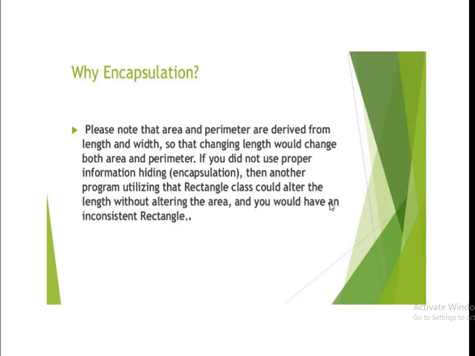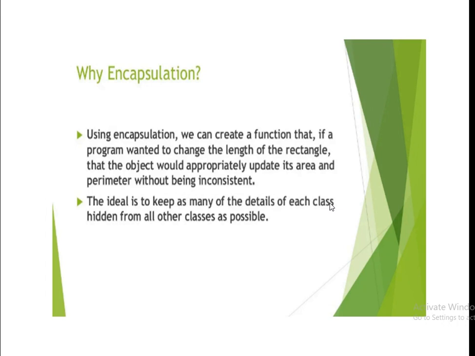So we need to restrict length and width from other classes. Using encapsulation, we can create a function so that if a program wants to change the length of the rectangle, the object will appropriately update its area and perimeter without being inconsistent. Whenever the length is updated, the area is updated accordingly. The ideal is to keep as many of the details of each class hidden from all other classes as possible.